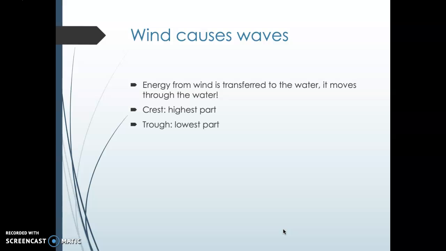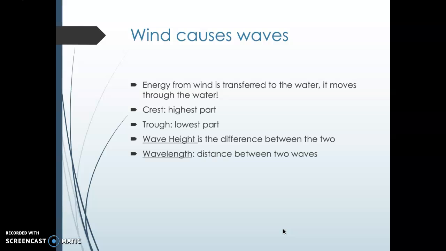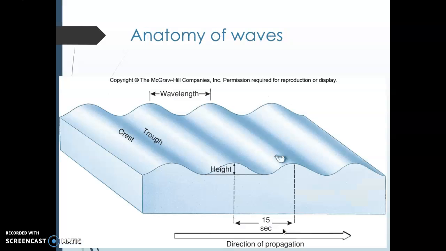A wave has different parts to it. The highest part is called the crest, and the lowest part is called the trough. And the wave height is the difference between those two things. The wavelength is the distance between either two crests or two troughs. And the period is the time that passes between the wavelengths, essentially.